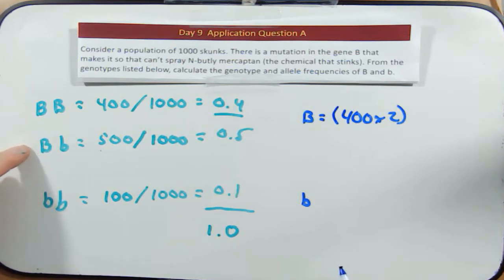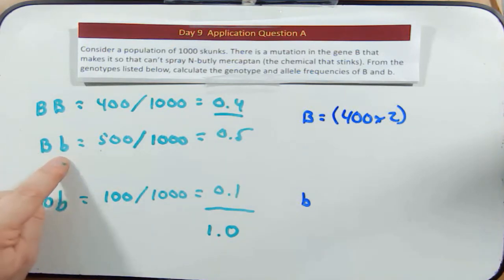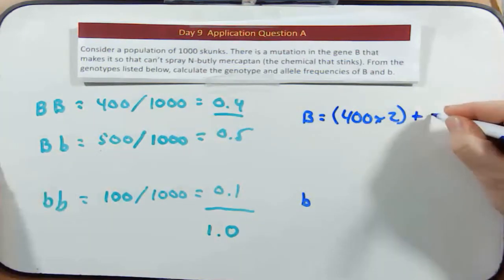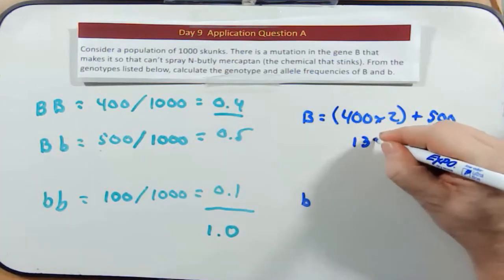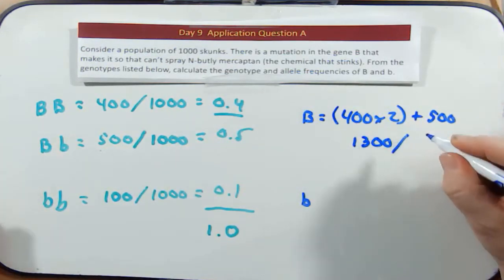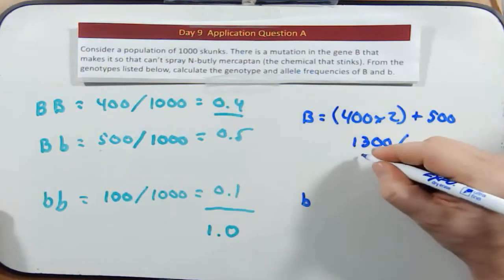Are there any other big B alleles in this population? Yes, the heterozygotes, they each have one big B allele. They also have one little b allele, but we're not worried about that right now. We're only looking at the big B alleles. So we'll go plus 500. And this equals 1,300.